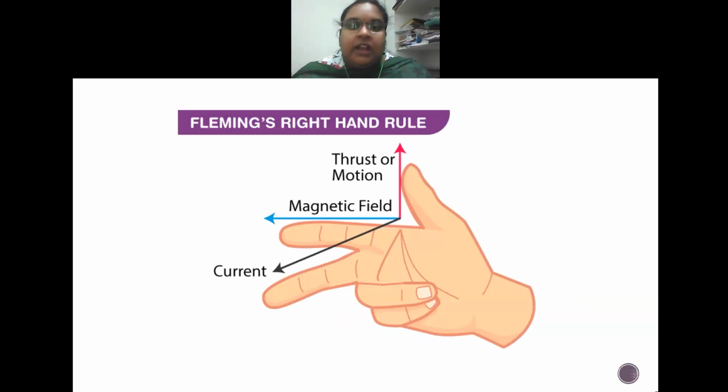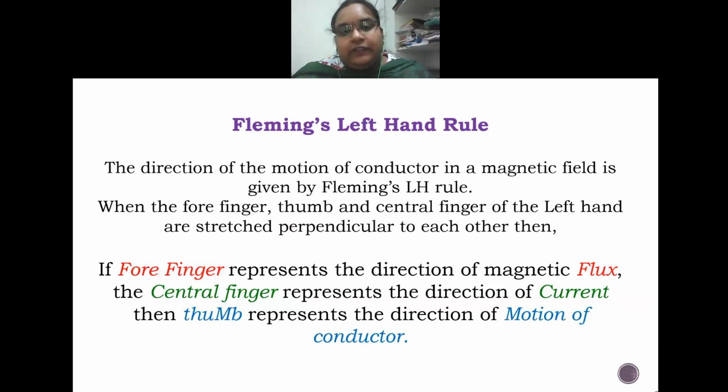Then there is another rule which is called Fleming's left hand rule. Fleming's left hand rule gives us the direction of the motion of the conductor in a magnetic field. If there is a conductor placed in a magnetic field, then in which direction this conductor moves is given by Fleming's left hand rule. Here also we need to make sure that our forefinger, thumb, as well as the central finger of the left hand are stretched perpendicular to each other.